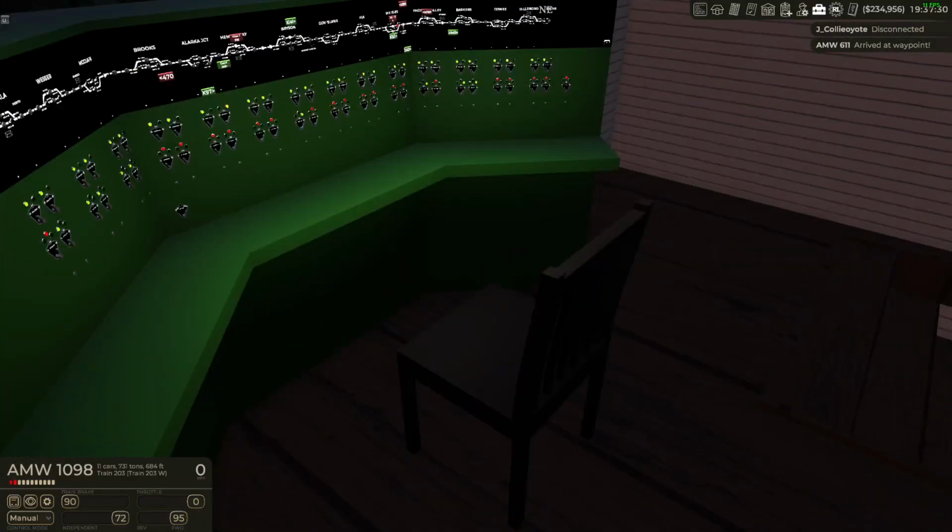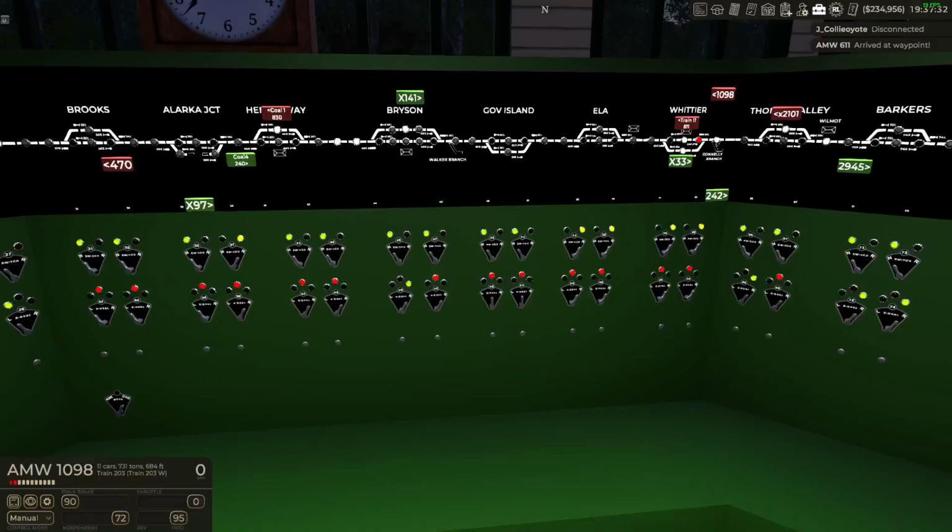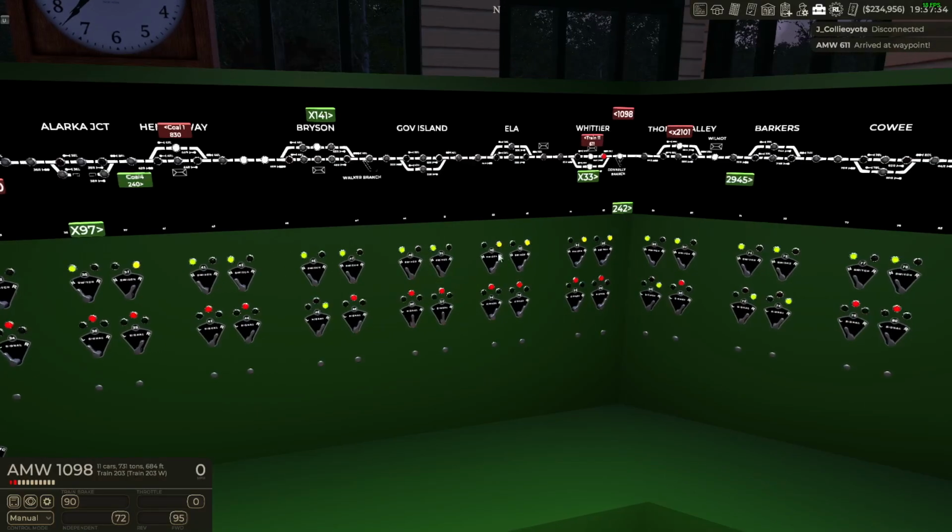All right. Well, we've got trains to move. Okay. Let's see. All right. So I think I've got that end of the railroad figured out.